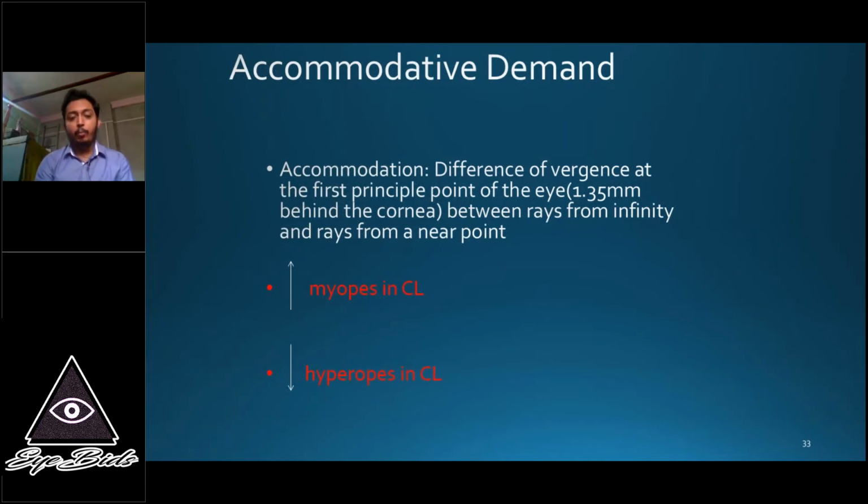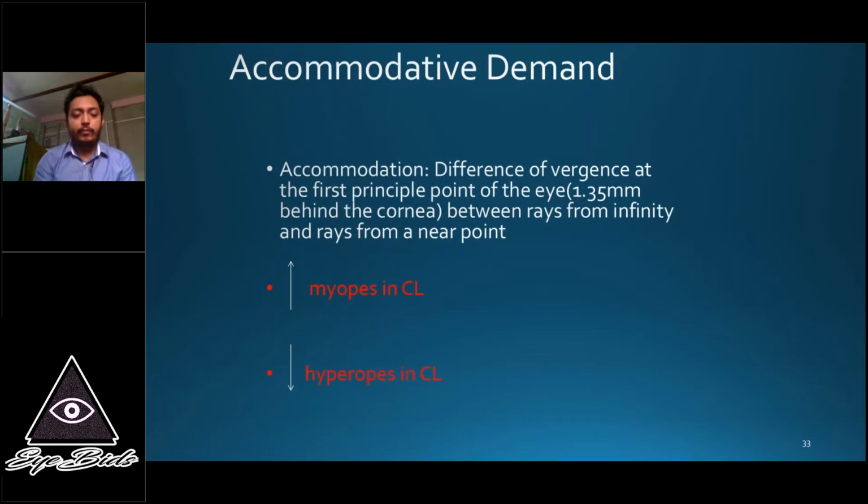Now for a hyperope patient, we used to see in the symptoms of myopia or hyperopia, if there is a hyperope patient, the main symptom will be, obviously, difficulty to see at distance. Also there will be difficulty to see at near. Why is it like this? Because they have less power when they are accommodating or doing some near work, while reading.